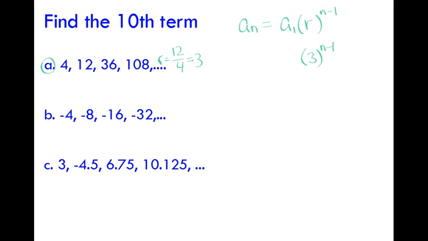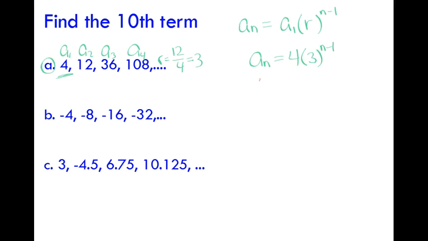A of 1 is the first term, so right here is a of 1. Remember, this is a2, a3, a4. What it's asking us for is a10. And we're going to put 4 right there. So this is the explicit formula. You can hand this formula to someone and say, here, now you can find any term you want. We want to find the 10th term, so this is what you do.